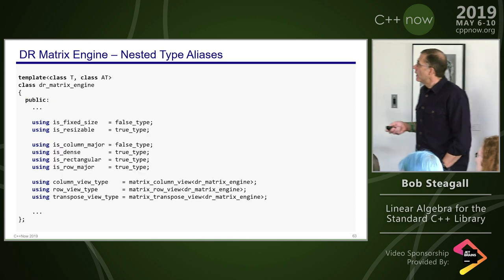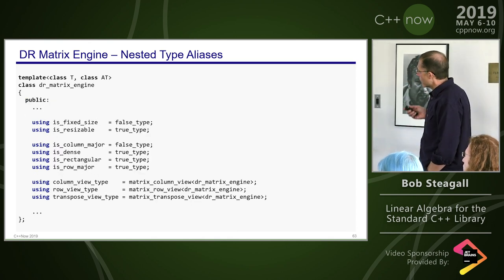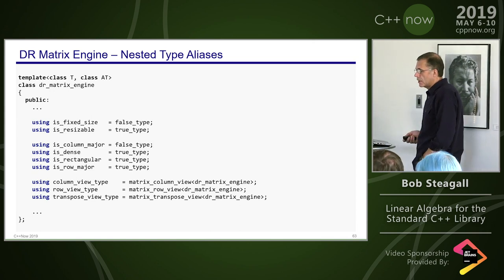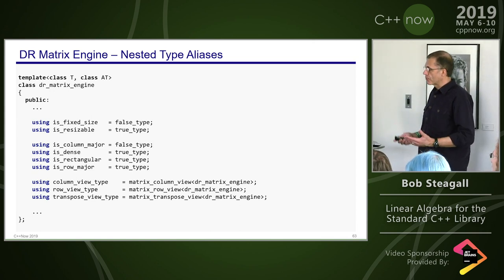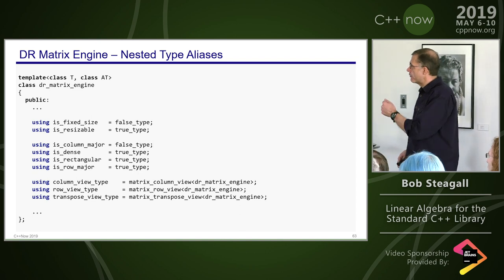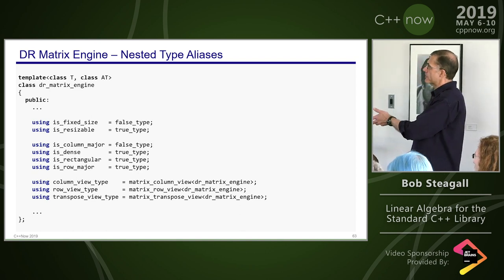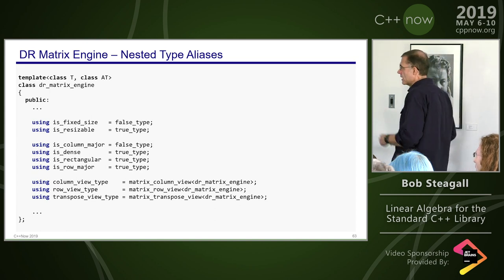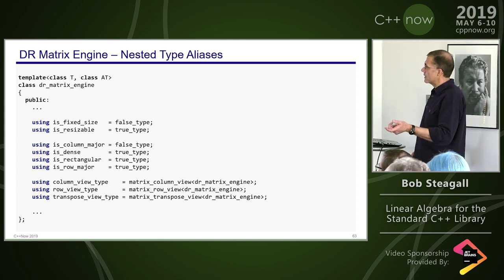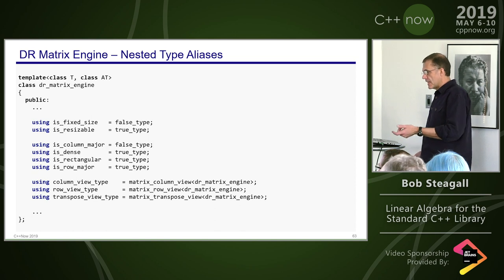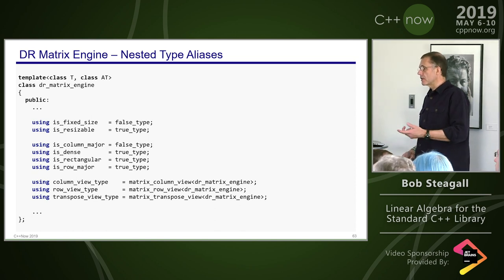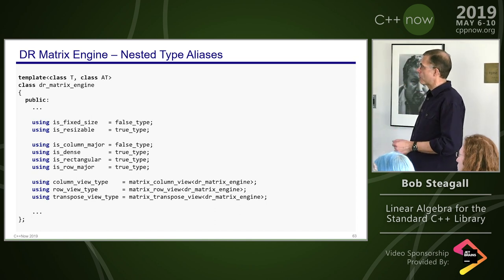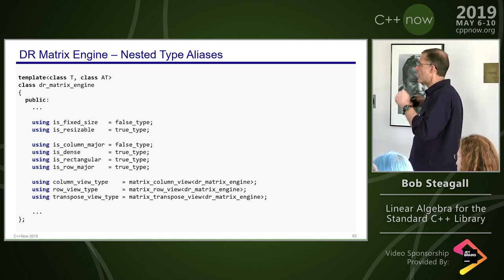Okay. So moving on, we also provide some nested typedefs similar to what allocator traits does for specifying certain properties about the engine. Is it fixed size? Well, in the case of dynamically resizable, no, it's not. Is it resizable? Yes, it is. Is it column major? In this case, no, it's not. Is it dense? Yes. Is it rectangular? Yes. Is it row major? Yes. This is not an exhaustive or final set of properties, but it's an example of properties that one might define about the engine.